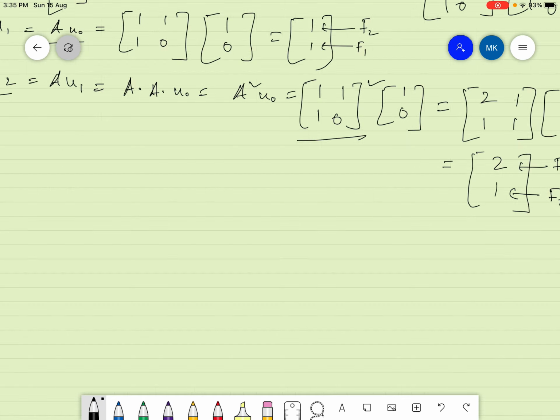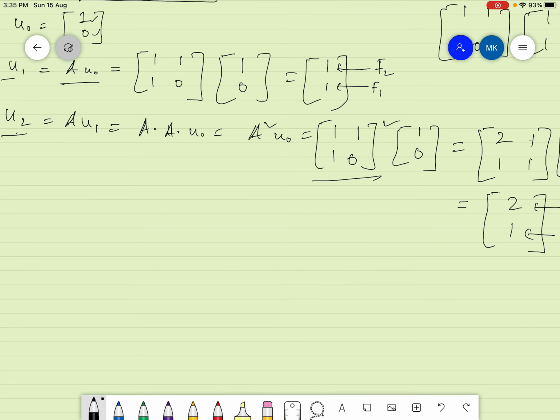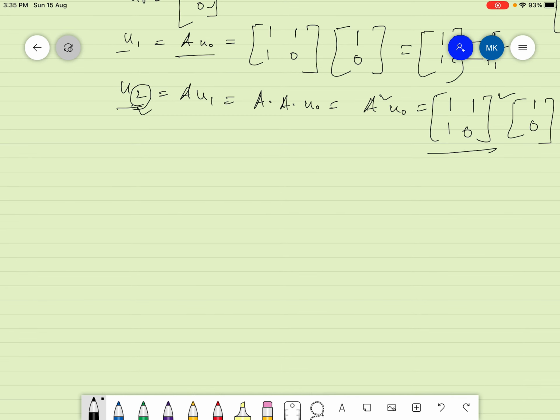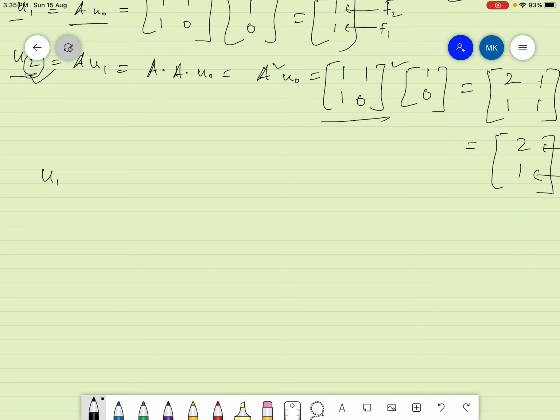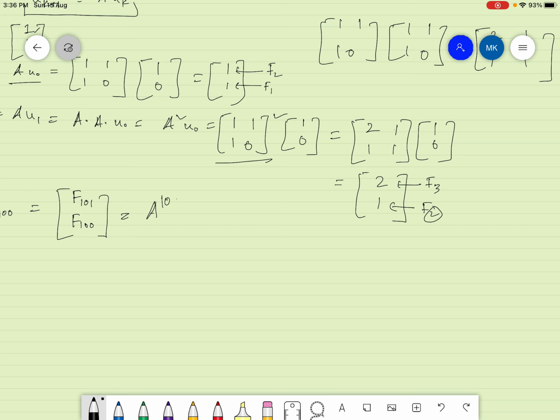We need to find the 100th term, right? So when we have u2, we have f2 here. So we can basically find u100. In u100 you have f101 and f100. But in that case, what you need to do is find the 100th power of A multiplied with u0.